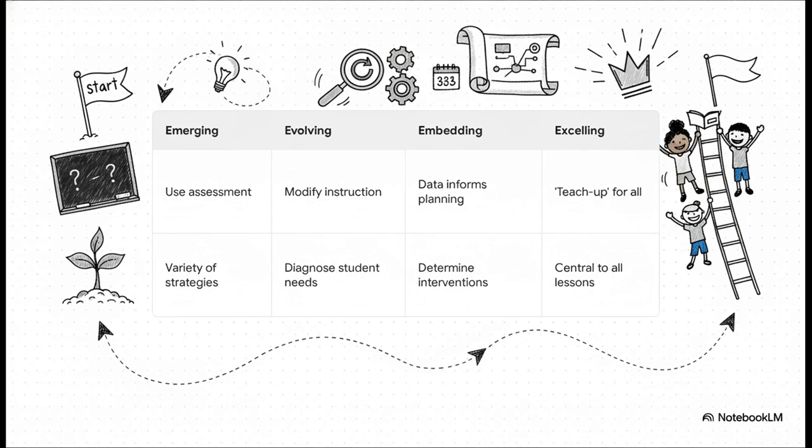You start at emerging, where you're just starting to try different strategies. Then you move to evolving, where you're using data to see what kids need. At the embedding stage, that data is actually shaping your whole curriculum. And finally, when you're excelling, this is just how you teach. You're teaching up, giving everyone challenging work, and then providing the exact support they need to get there.